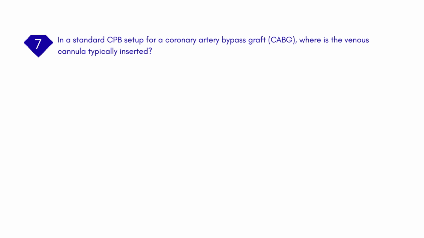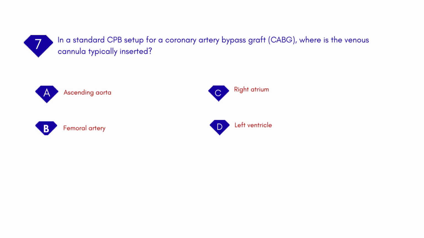In a standard CPB setup for a coronary artery bypass graft, CABG, where is the venous cannula typically inserted? A. Ascending aorta. B. Femoral artery. C. Right atrium. D. Left ventricle.